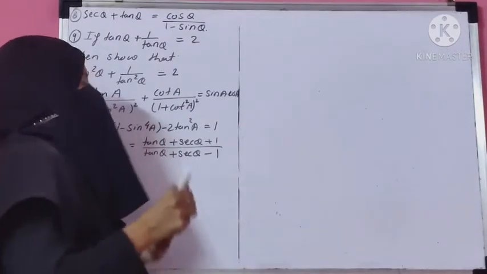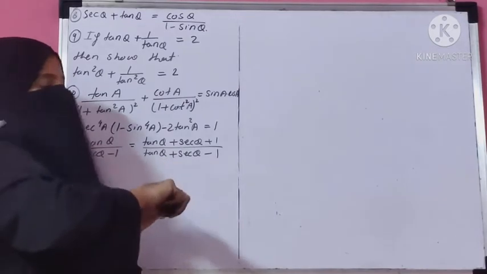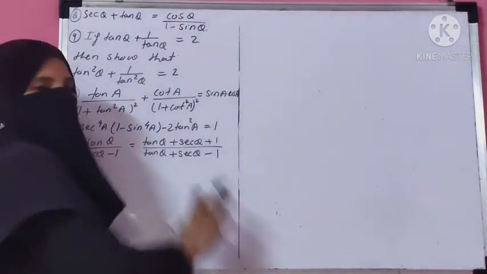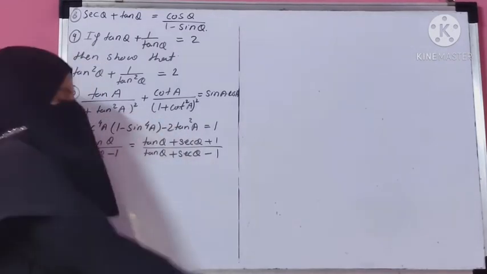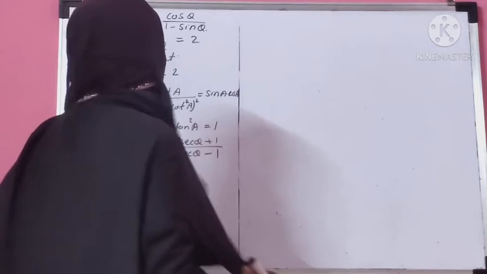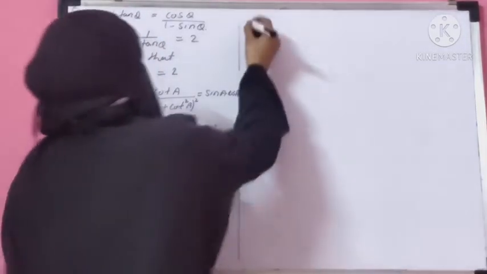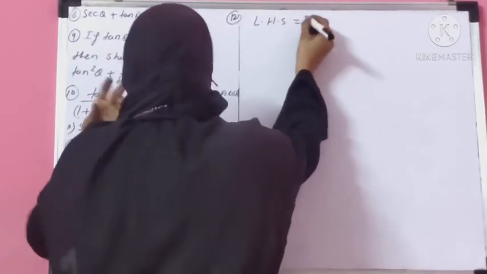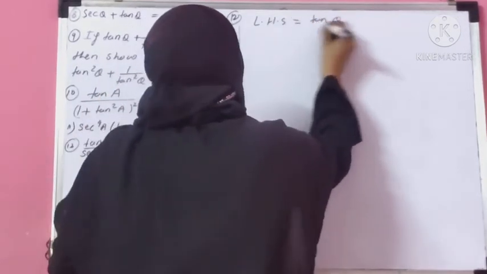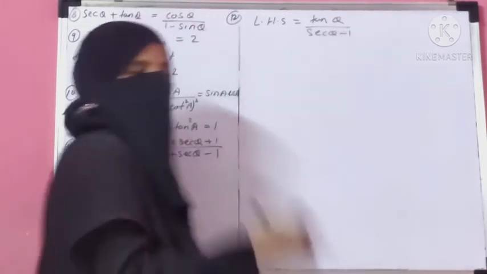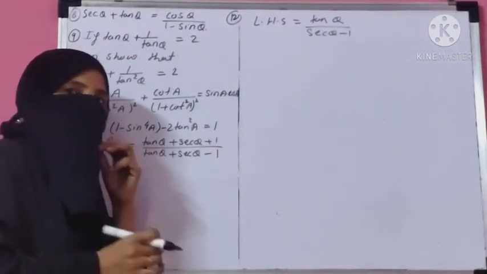Last question of this exercise, that is question number 12. In question number 12 again we have to prove the left hand side part is equal to the right hand side part. To prove this, again we consider the left hand side. Your left hand side, question number 12, is tan theta upon sec theta minus 1. We solve this type of question by rationalizing the denominator.